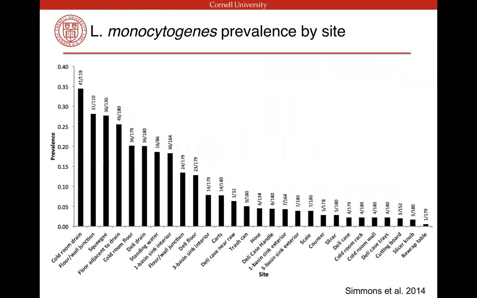So here's an example from a paper that came out in 2014 that shows they collected hundreds of sponge samples in delis. And so they're number one in terms of prevalence. They took 119 samples, and 41 of them were positive from a cold room drain. So the drain in the cold room actually had the highest prevalence. And you can see some other examples here along the way that would be good to check.